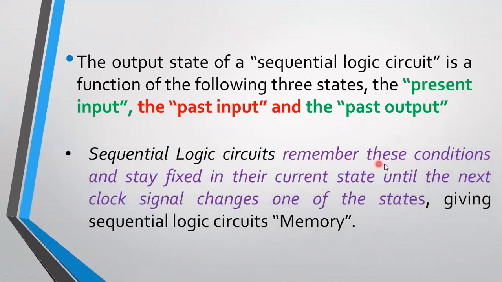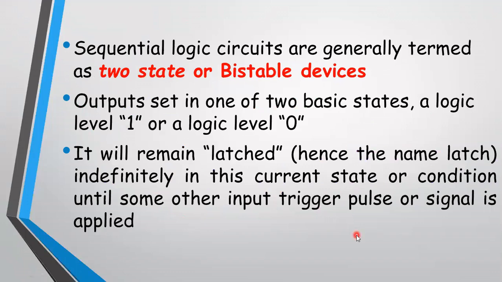Sequential logic circuits remember these conditions and stay fixed in their current state until the next clock signal changes the state. That means it can retain its output until we give the next clock signal or input. So these sequential logic circuits can act as memory. Sequential logic circuits are generally termed two-state or bistable devices.